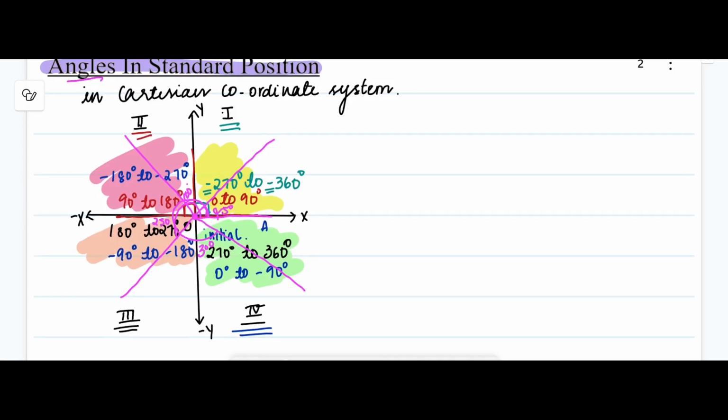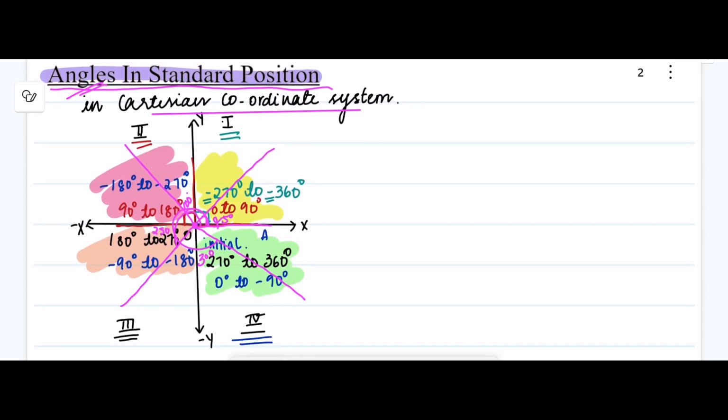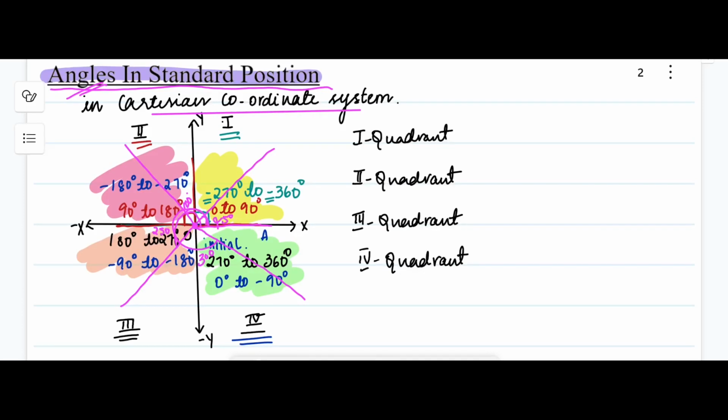That is, when the angles are represented in the Cartesian coordinate system, then the angles are said to be in standard position. You can also write it down here. Let me write down all the 4 quadrants here. First quadrant, second quadrant, third quadrant and fourth quadrant. And we have two types of rotation of the ray, that is anti-clockwise rotation and clockwise rotation. Anti-clockwise rotation is always represented as a positive number and clockwise rotation is always represented as a negative number. So we can make a table.